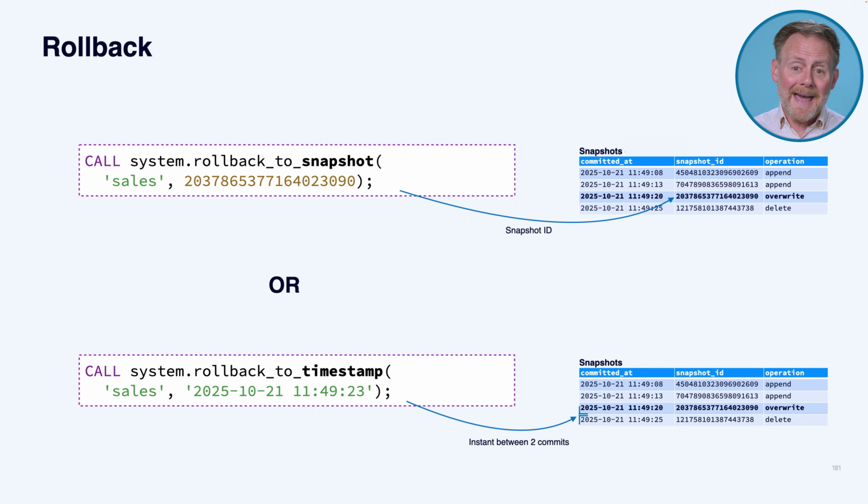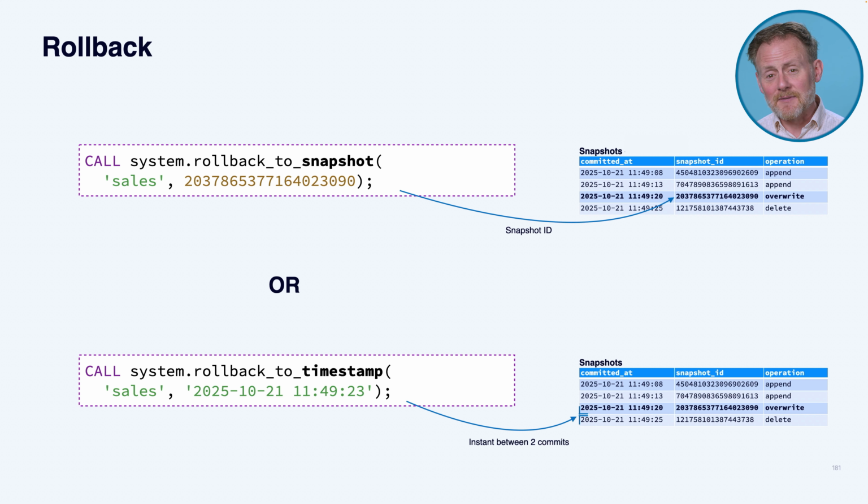Iceberg can also roll back to a previous state. If you want to undo that delete, you can roll back to before it happened. So use rollback to snapshot if you have the snapshot ID from the snapshot metadata table, or rollback to timestamp if you want to roll back to the first commit prior to the timestamp that you specify.